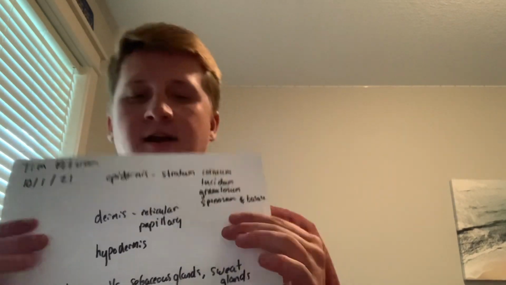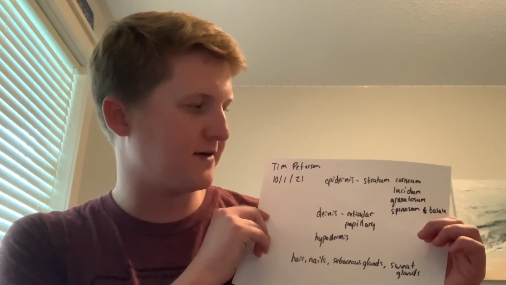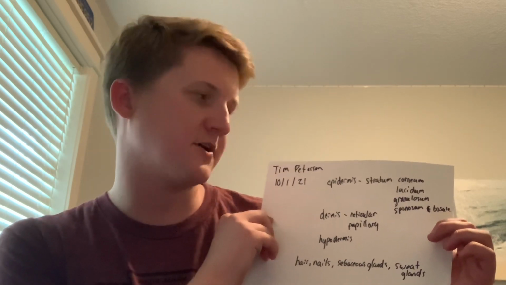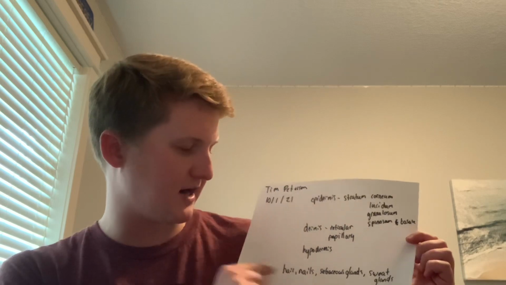Today I'm going to be completing the Module 3 video about the integumentary system. As you can see, I just have a one-sided sheet of paper here with some terms I'm going to use, which include epidermis, the layers, stratum corneum, lucidum, granulosum, spinosum, and basale, the dermis with the two layers, reticular and papillary, the hypodermis, hair, nails, sebaceous glands, and sweat glands.